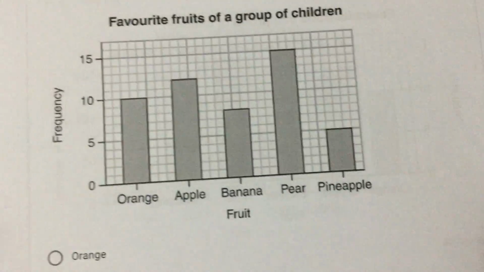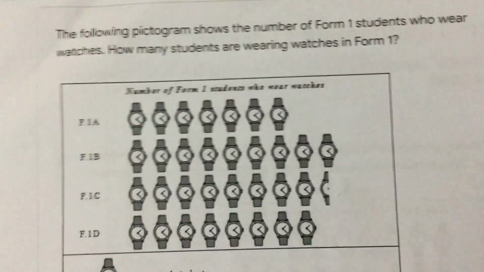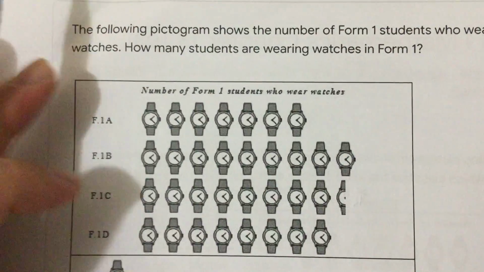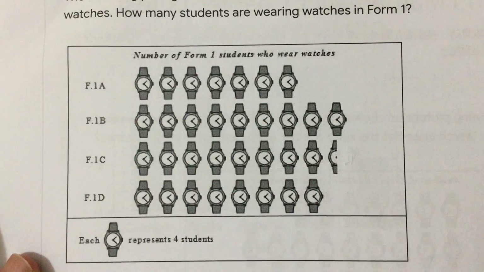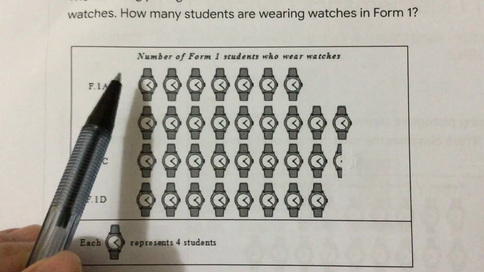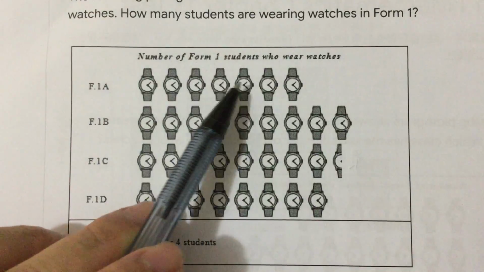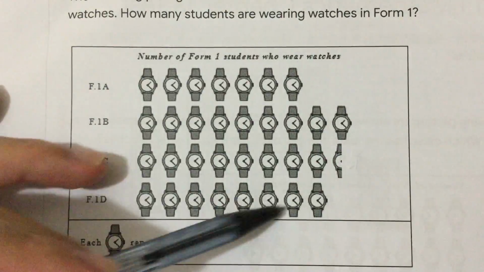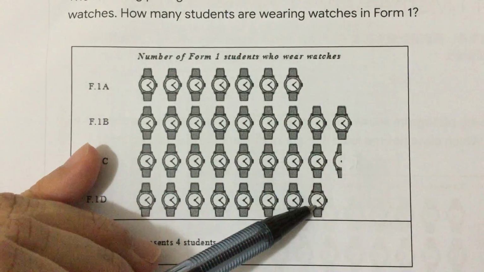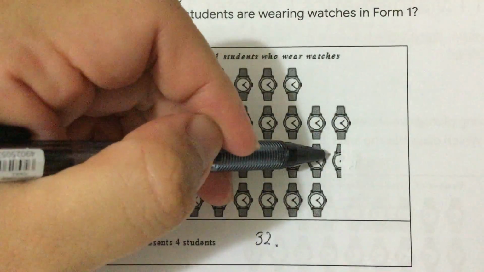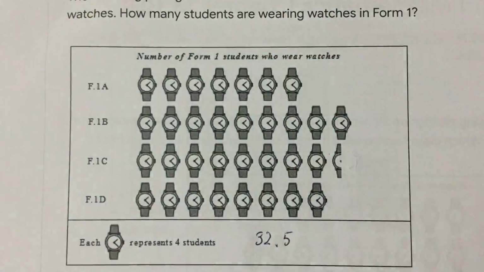And for the second question, you are going to discuss this one. I'm sorry about that. We have the second question here. This time we're going to count the total number of students. We know that for this one, one watch represents 4 students. So look at this. You will count 1, 2, 3, 4, 5, 6, 7. You got 4 rows. So that means you have 28 watches here, and 29, 30, 31, 32. So you got 32.5 watches. Every time you will see 0.5.